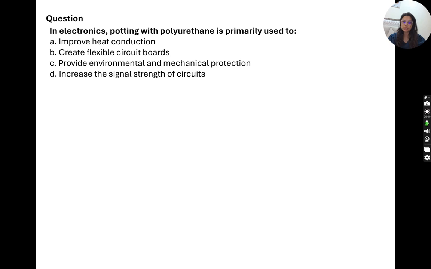So the next question is about electronics. It's kind of a similar question to what we have done. Coating with polyurethane is primarily used to do what? Improve heat conduction, create flexibility, provide environmental and mechanical protection, or increase the signal strength. I guess this is very, very easy because the last question is also similar to this one, and I think everyone can answer this question right now.